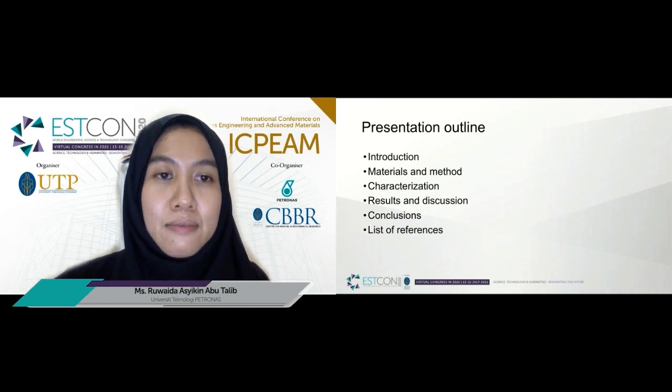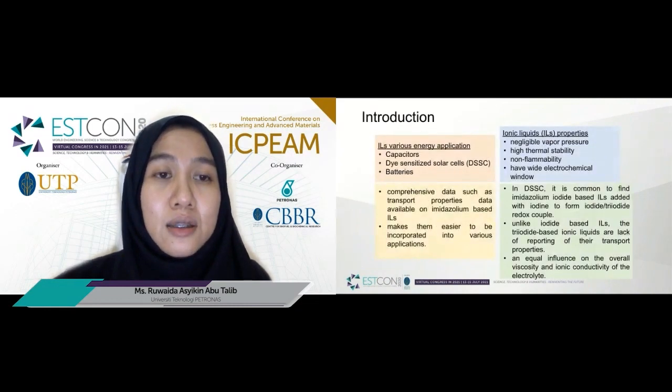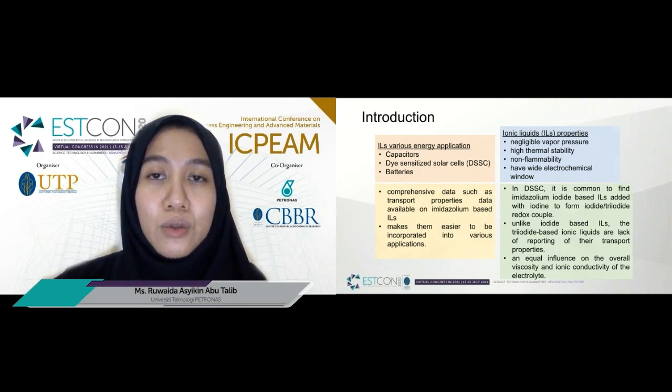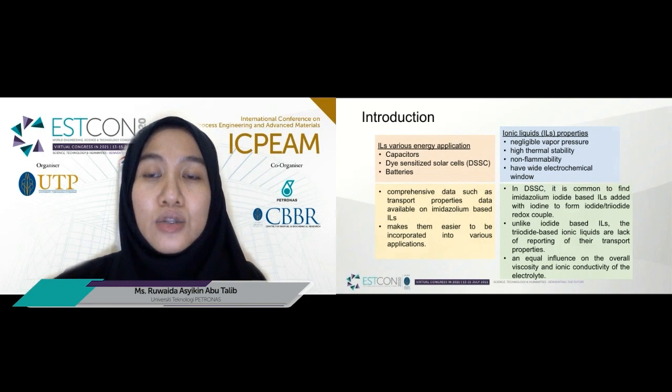Ionic liquid is an ideal material for various energy applications, such as capacitors, dye-sensitized solar cells, and batteries. Ionic liquid properties like negligible vapor pressure, high thermal stability, non-flammability, and wide electrochemical window make them suitable to replace conventional electrolytes. Comprehensive data such as transport property data available on imidazolium-based ionic liquids make them easier to incorporate into various applications. In DSSC, it is common to find imidazolium iodide-based ionic liquid added with iodine to form the iodide/triiodide redox couple.